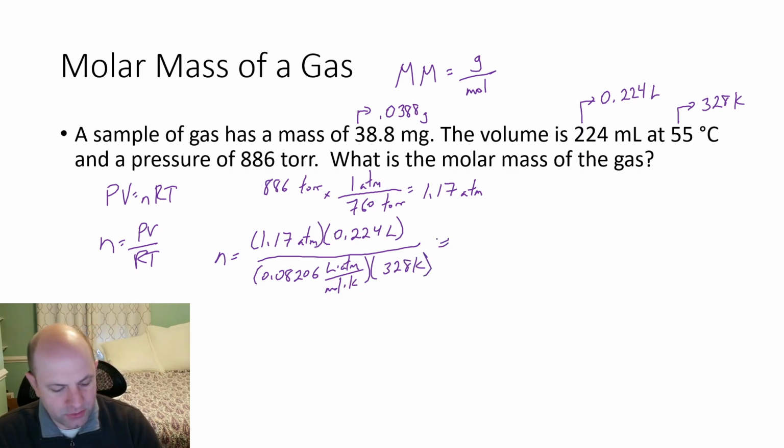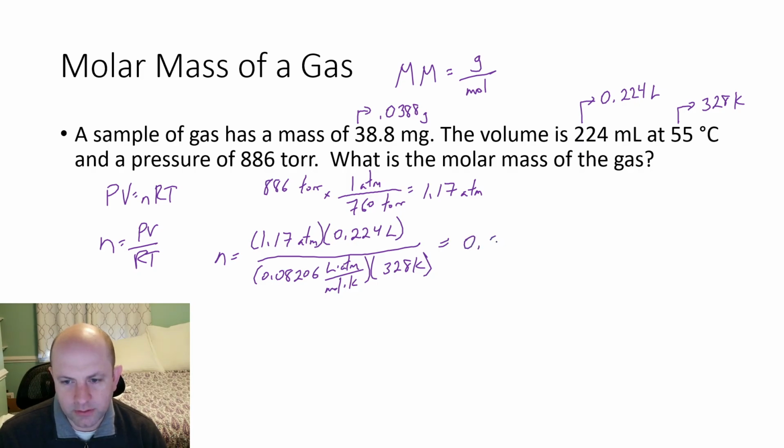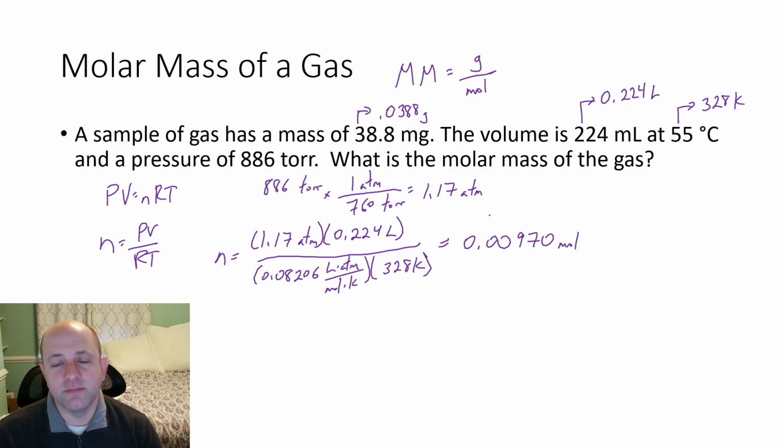It looks good. We're going to punch it in. So that times 0.224 divided by 0.08206 divided by 328. That looks good. It's a very small number. It's 0.00970, 3 figs, I got, moles. But that makes sense because we have a very small amount of grams.